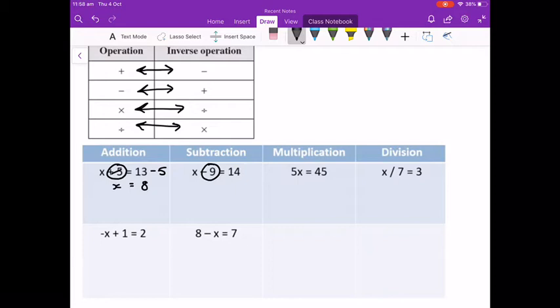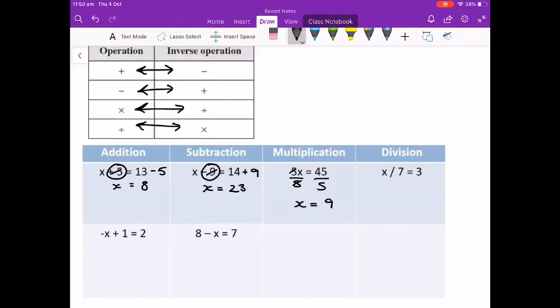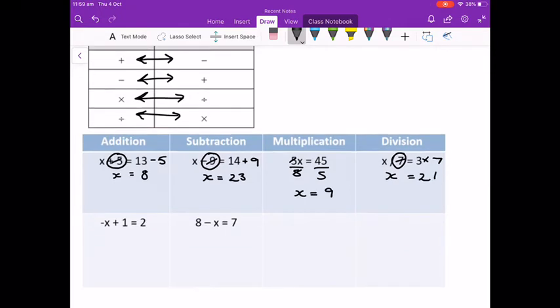X take 9 equals 14. The opposite of take 9 is plus 9. Therefore, x equals 23. We look at what's happened. 5x is 45. It's been multiplied by 5, and the opposite is dividing by 5. And 45 divided by 5 is 9. X divided by 7 equals 3. The opposite of divided by 7 is times by 7. Therefore, x equals 21. Now let's look at the more complicated examples.